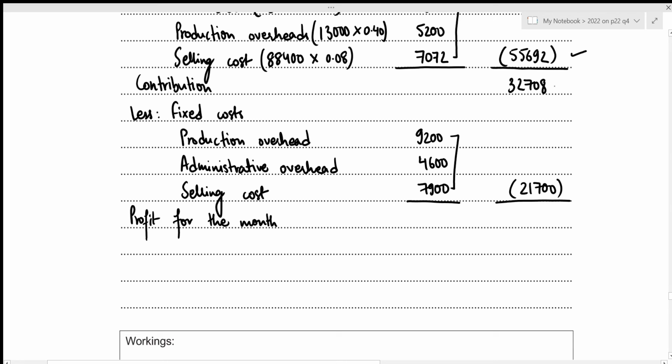And in this case, that's going to be 32,708 minus 21,700, which results in 11,008. That will be the profit. This concludes the fourth part of this question.